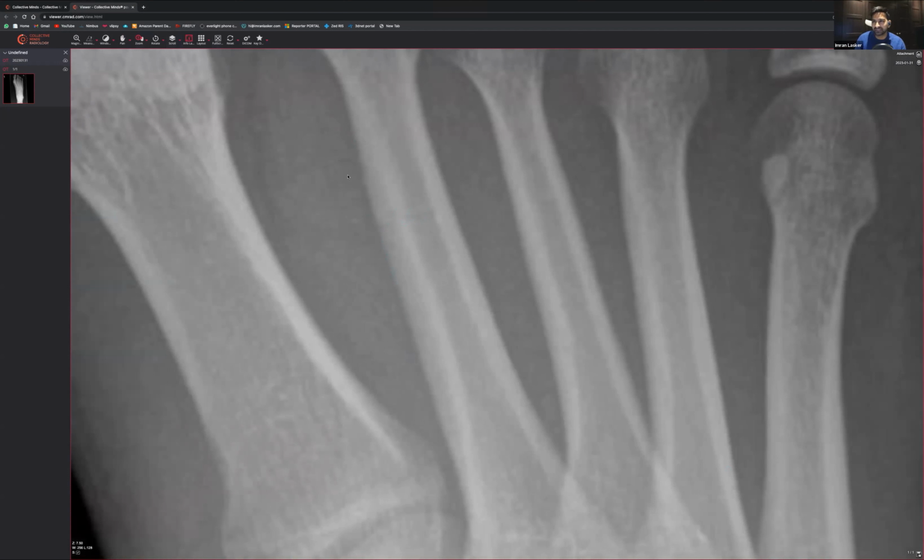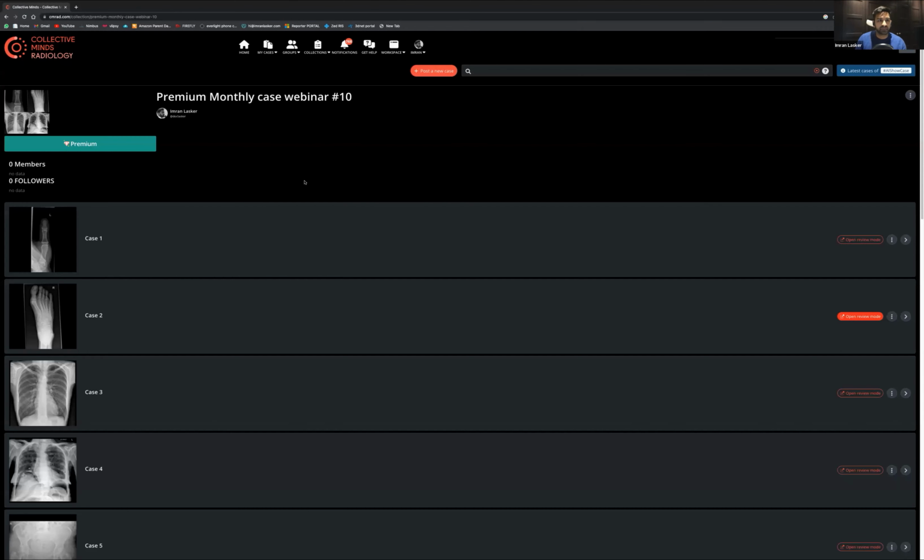And how do I know this is not a vascular channel? Vascular channels will go along like so, and they've got corticated edges, whereas this one goes completely perpendicular to the flow of the bone, the flow of the trabeculation, and it doesn't have corticated edges. So therefore, this is more likely to be a stress fracture. So this is a stress fracture of the second metatarsal.